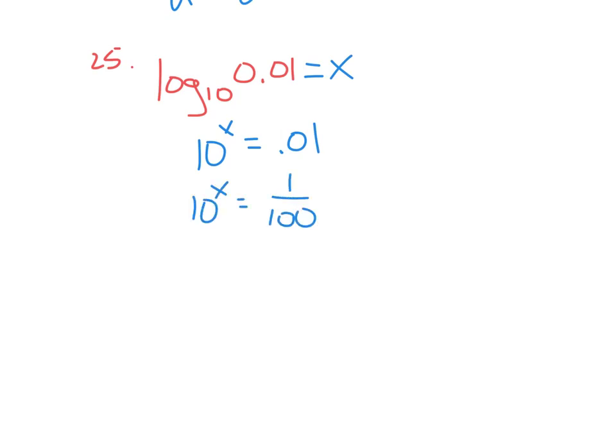And so now it's just like that one before. We could say 10 to the x equals 100 to the negative first, and then 100 can be written as 10 squared.